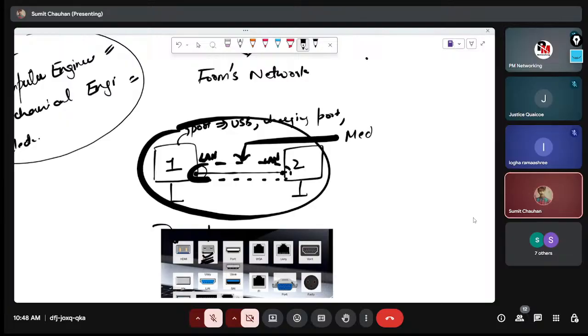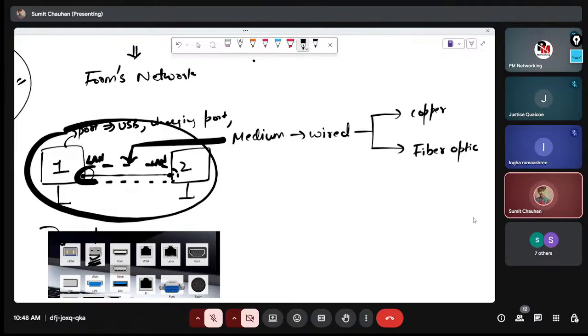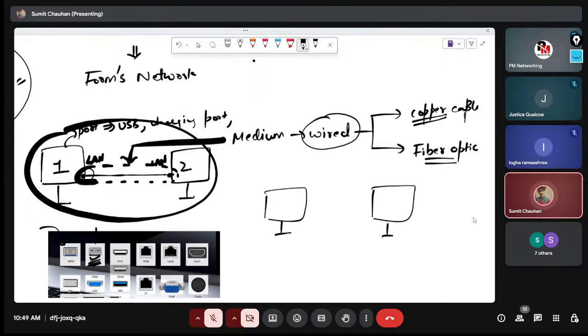So the medium here we are using to connect these devices is what? Wired. And guys, remember one thing, we have multiple wires to connect your computers. For example, you have copper cables that we generally used, and nowadays we have fiber optic cables also. So if you're connecting two devices in a network through a wired cable, definitely you will be seeing a copper cable or a fiber cable.